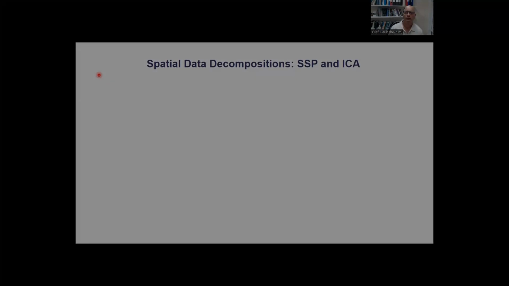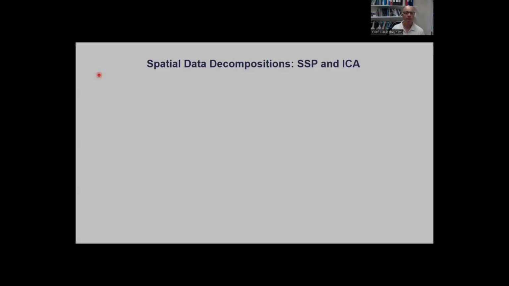We will now look at mainly two spatial data decomposition methods often used to remove artifacts from EEG and MEG data. One of them is signal space projection, SSP. The other one, independent component analysis, ICA. And I will start with a bit of a high-level introduction to these methods, and then I will show how ICA works in practice, or at least illustrated in practice, using the MNE Python tutorial.